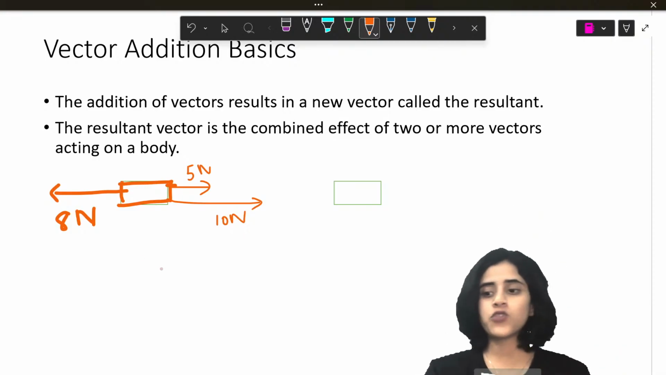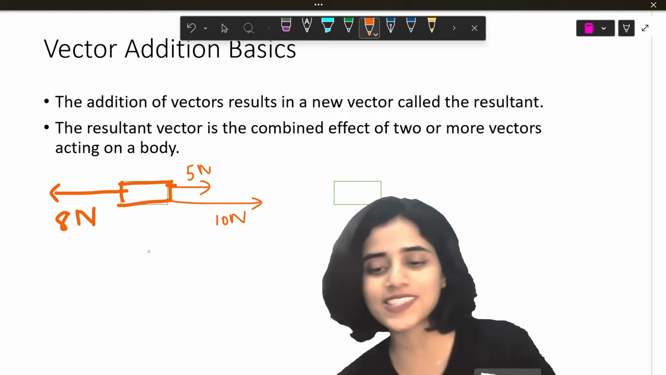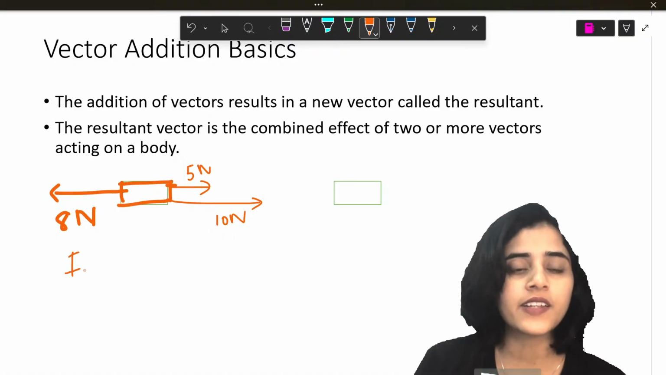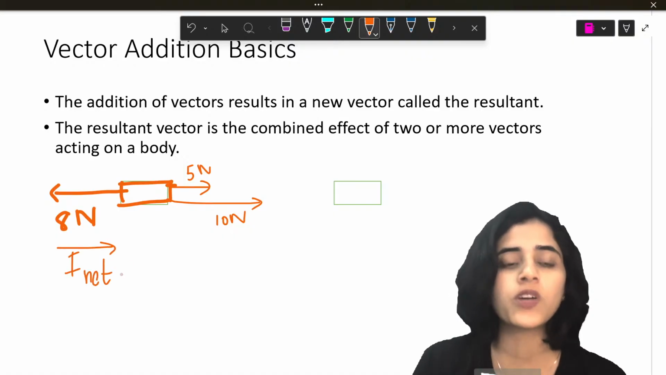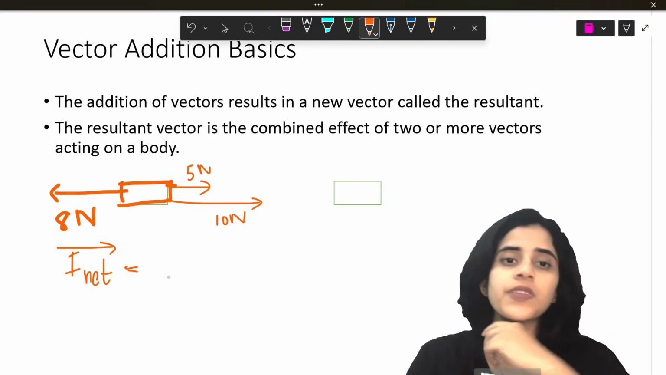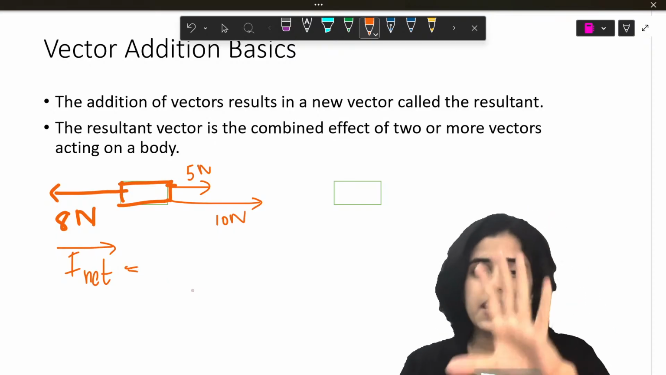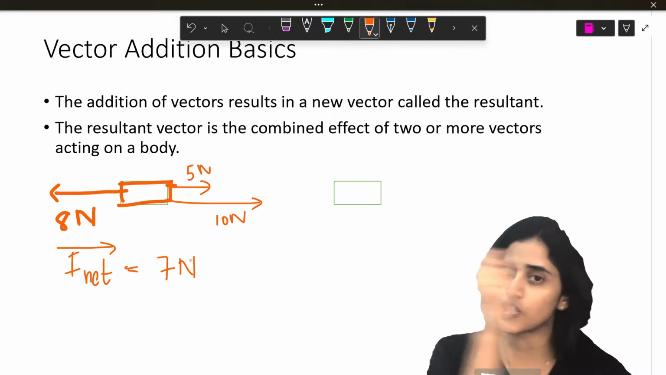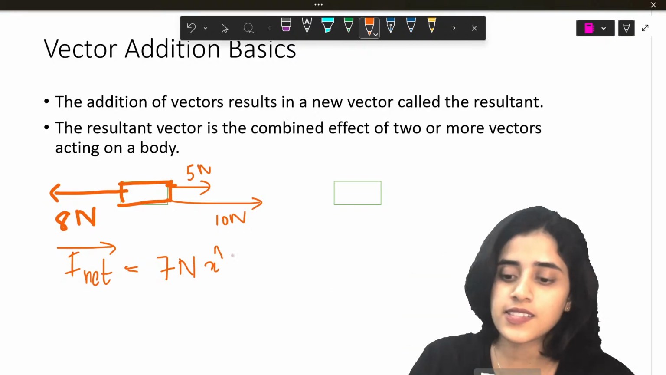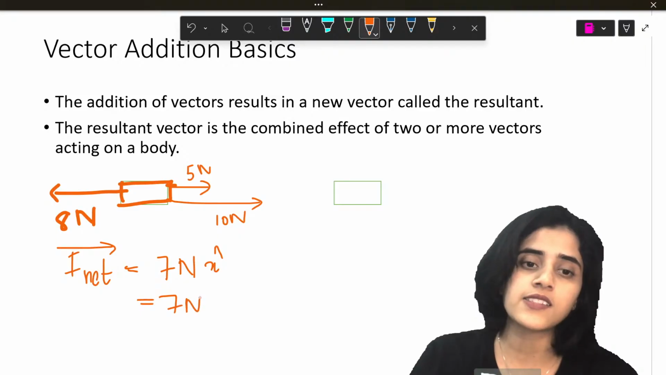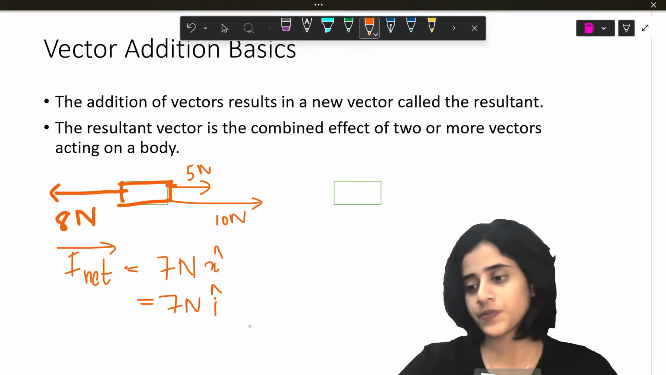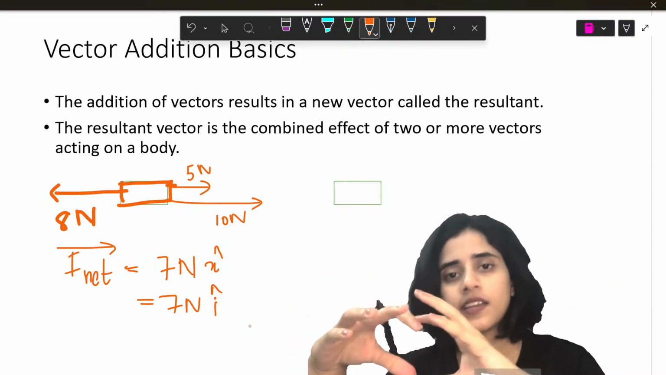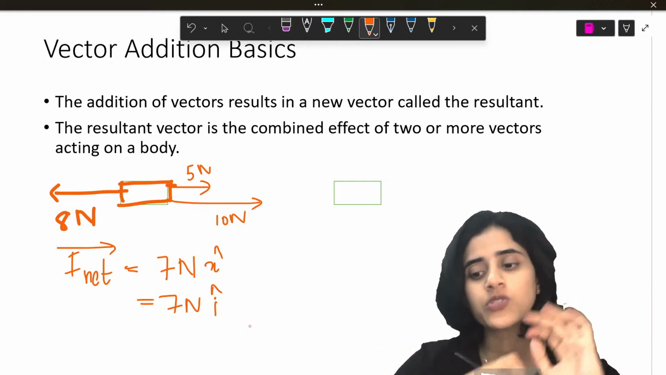What is the resultant force? Quickly tell me. The resultant force or the net force, a vector quantity, so I should put an arrow, will be 10 plus 5 minus 8, which is 7 Newton. In which direction? X cap. Or you can say 7 Newton I cap. This is basic common sense. If two vectors are in the same direction, you add them. If there is one vector in the other direction, you subtract them.